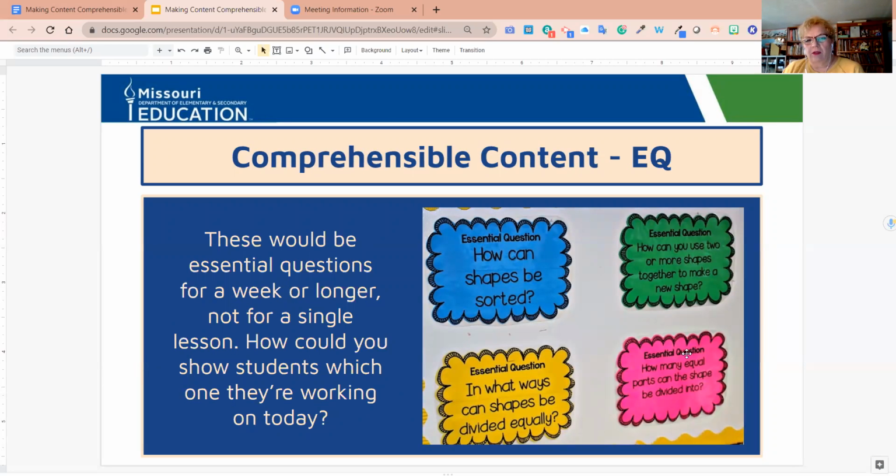And here's some examples of essential questions, like this first one: how can shapes be sorted? So an essential question like that is going to be more than just one day. It's probably going to be a whole unit of study, at least for a week. And what we could do would be to say, first, how can we describe a square? And then maybe, how do we describe a parallelogram? And then maybe look at triangles. And then after we've looked at each shape, then we can say, how can these shapes be sorted? So you take it in progression over time.